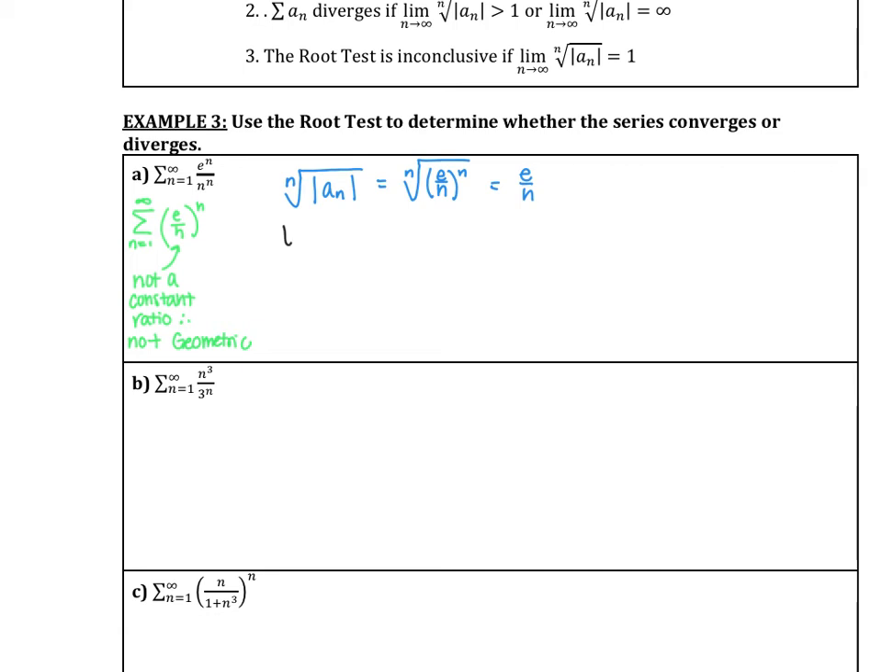So really the problem I'm solving is the limit as n approaches infinity of this e over n. And e is a constant, and when I divide that constant by infinity, I get 0, which we know is less than 1, and therefore this converges by the root test.